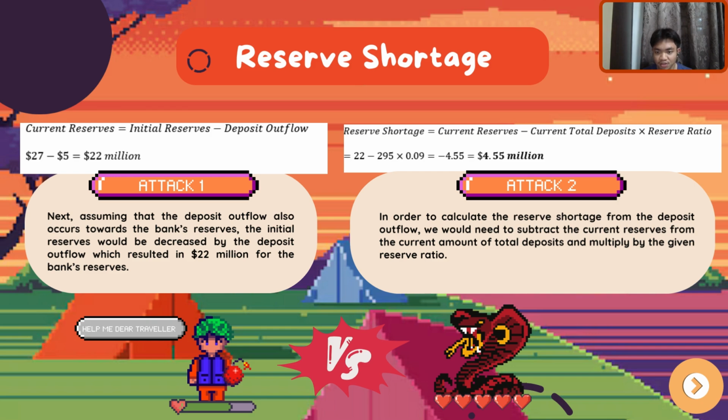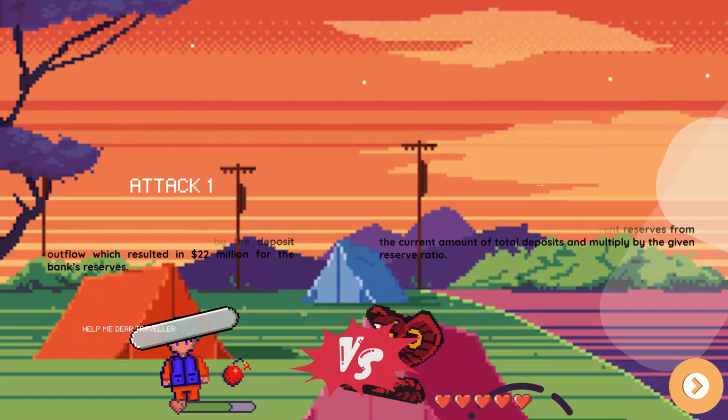Next, in order to calculate the reserve shortage from the deposit outflow, we need to subtract the required reserves, which is the current amount of total deposits multiplied by the given reserve ratio, from the current reserves. So the formula is reserve shortage equals current reserves minus current total deposits multiplied by reserve ratio. Based on the information from the question, we get 22 minus 295 multiplied by 0.09, which equals negative 4.55, which is 4.55 million of reserve shortage.